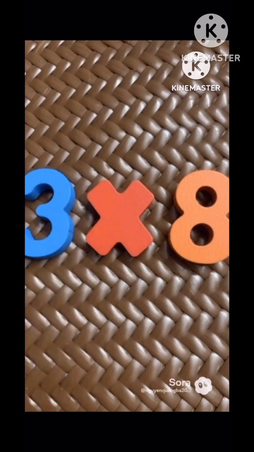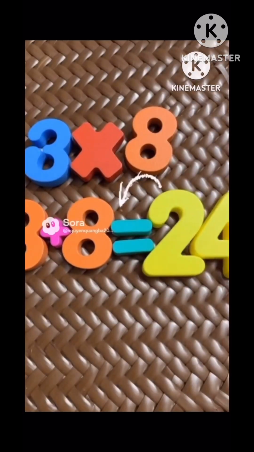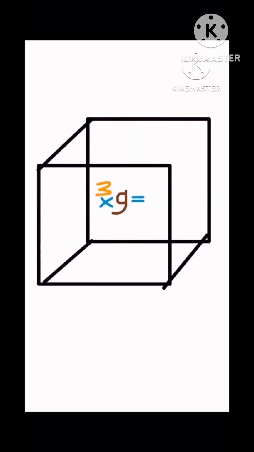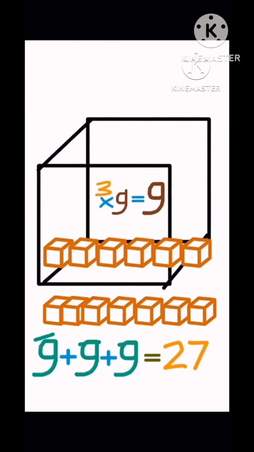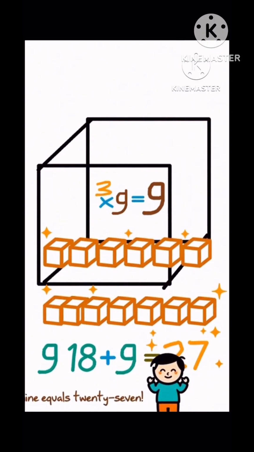That's right. 3 times 8? Think of it as adding 8 3 times. 8 plus 8 plus 8 equals 24. Same total, same math. 3 times 9. Think of it as 9 added 3 times: 9 plus 9 plus 9. The first 2 9s make 18, and one more 9 brings us to 27.